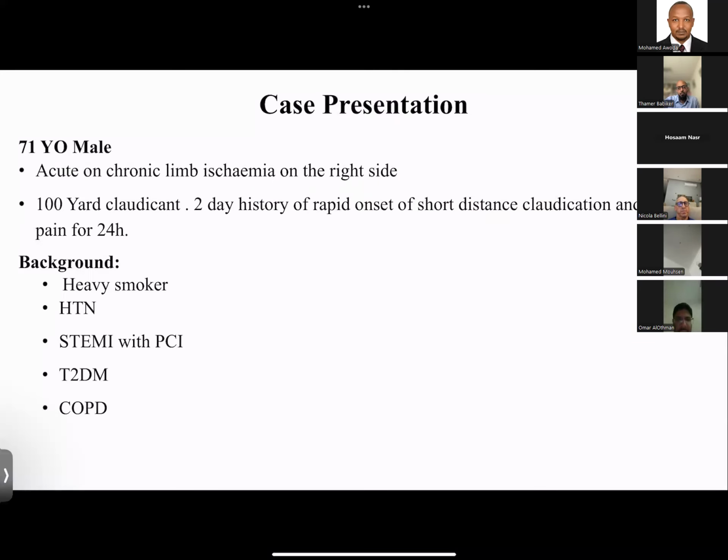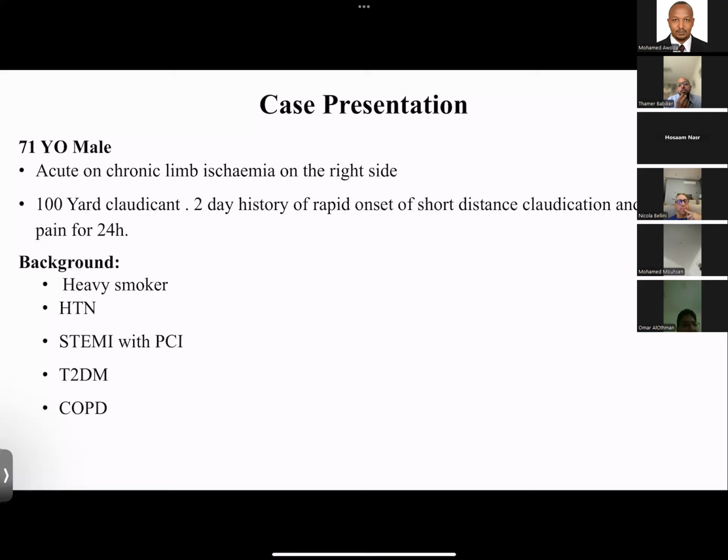So I'm going to go through some cases because I think a lot of the discussion will come from those presentations. The first one is a 71-year-old man who came in with acute and chronic limb ischemia on the right side. He was initially claudicated at 100 yards and presented to us with a 2-day history of rapid onset of short distance claudication.